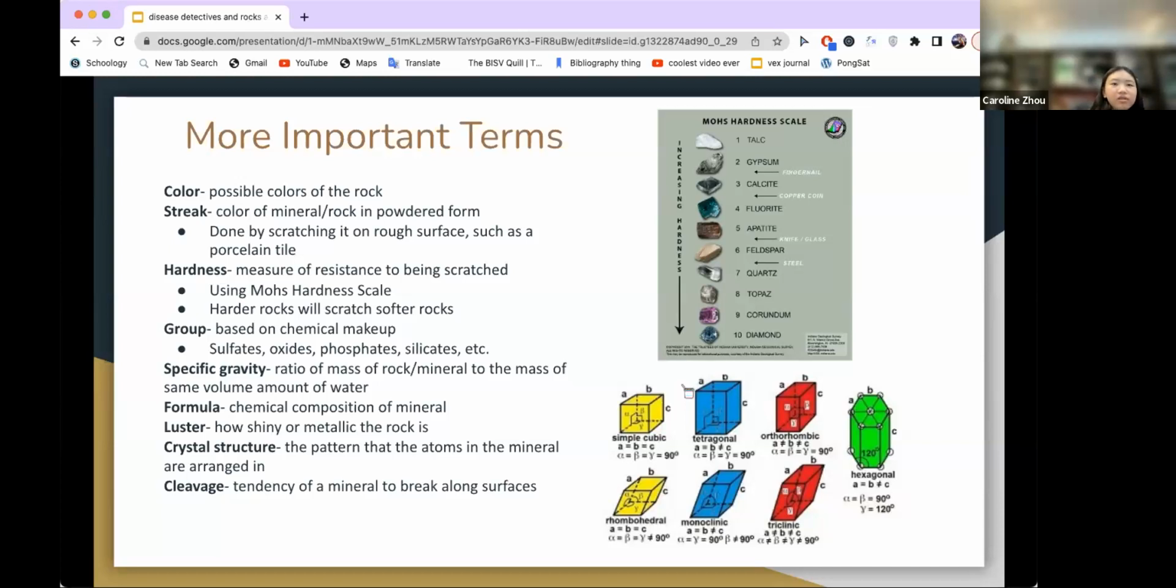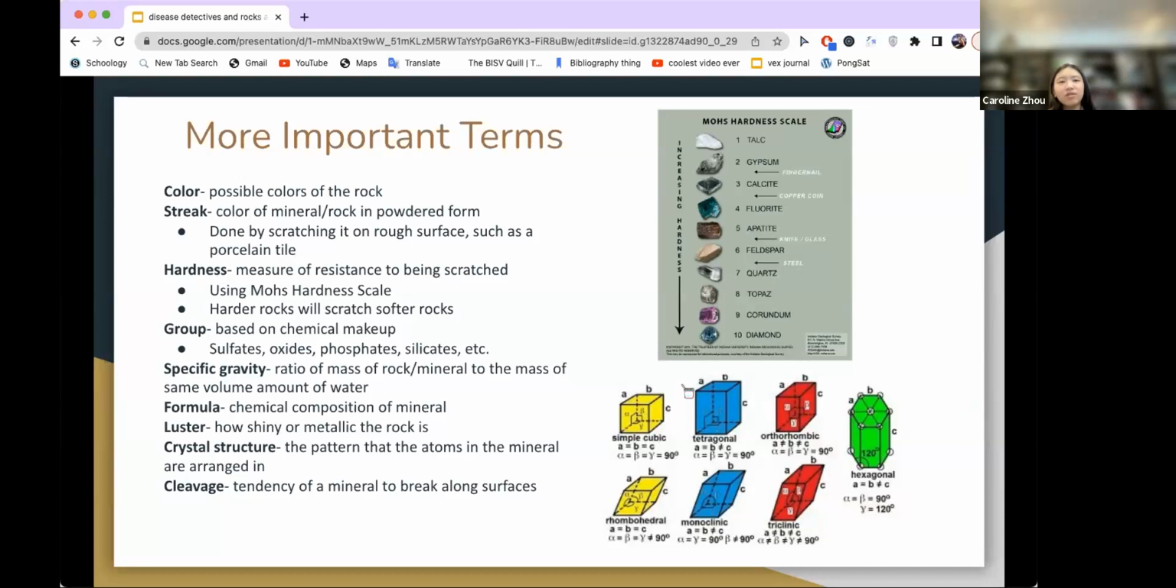Group is based on chemical makeup. So sulfates, oxides, phosphates, and silicates, they kind of describe which elements make up the rock mostly. Specific gravity is another property of rocks.